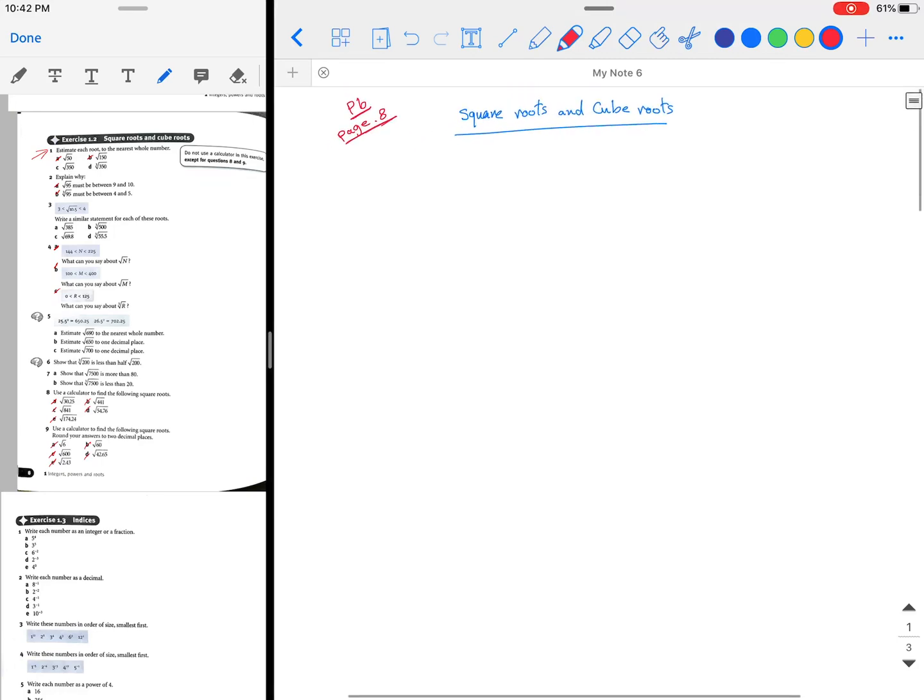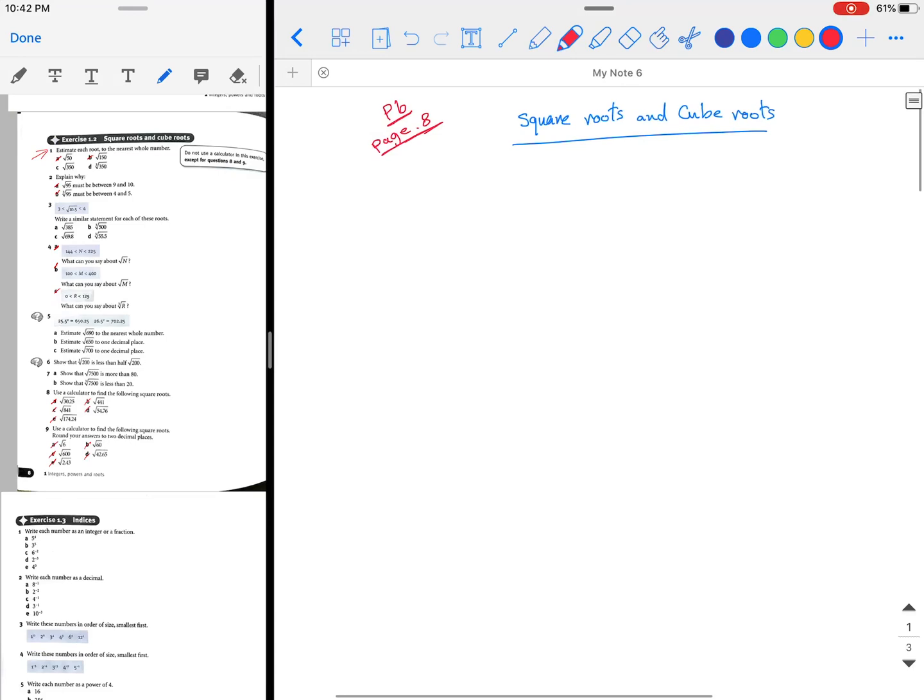to the nearest whole number. And the first one is root 50. So at the beginning I need to search. Okay, this is 1a. I have number 50. This number 50, I need to get a square number smaller than 50, and a square number greater than 50. So before 50 we have 49, and after 50 we have 64. This 49 is for 7 by 7 and 64 is for 8 by 8.